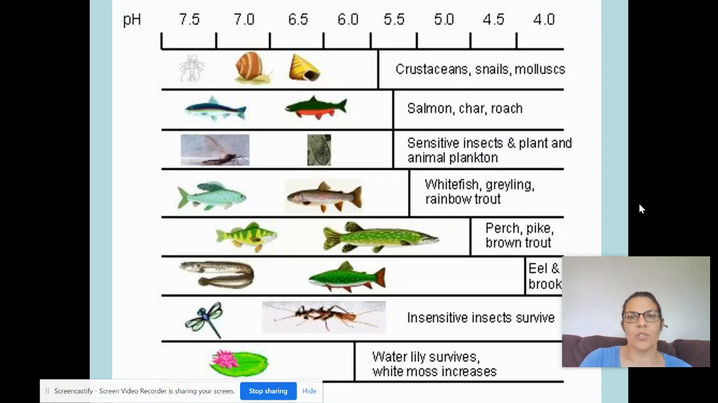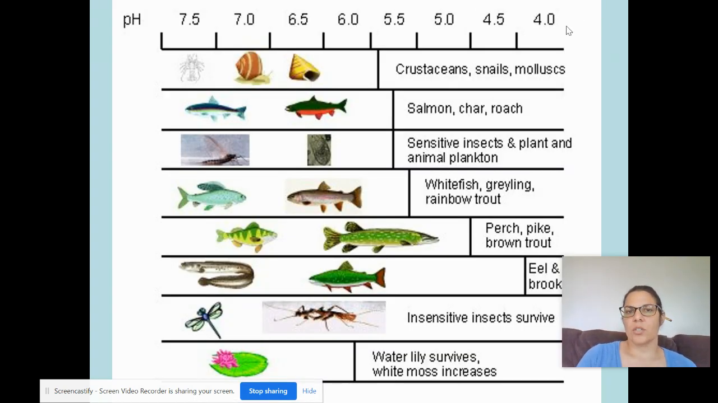Here we go. So these are animals and where they will actually live. Okay, so here you have a pH of 7.5. Go back all the way to 4. So at 4, up to 6, you're going to have crustaceans, snails, mollusks. Okay, perch, pike, brown trout. Those can live in more acidic conditions. Eel and brook trout, same thing. Insensitive insects will survive longer.